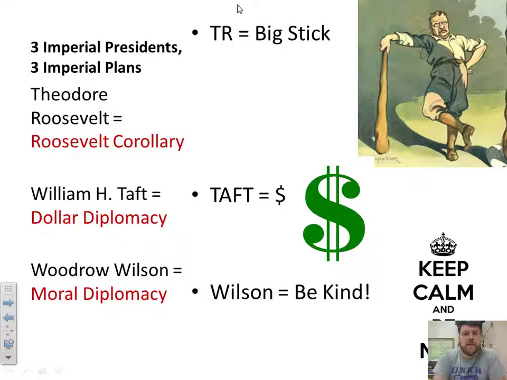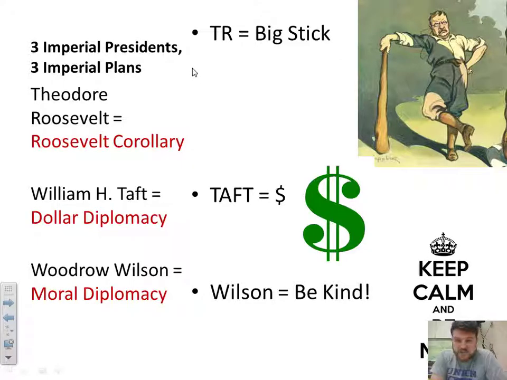So just to recap, three presidents, three imperial plans. Theodore Roosevelt adding to the Monroe Doctrine with the Roosevelt Corollary. That is the big stick diplomacy. We'll use the military if we need to. Get on board or get hit with the big stick.